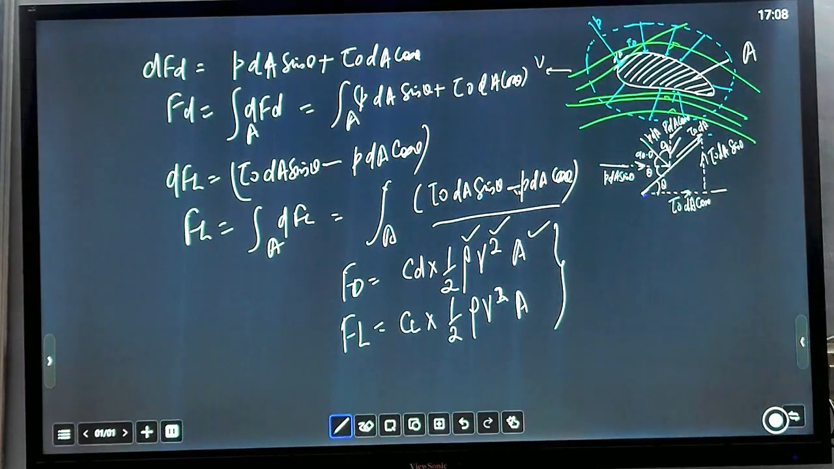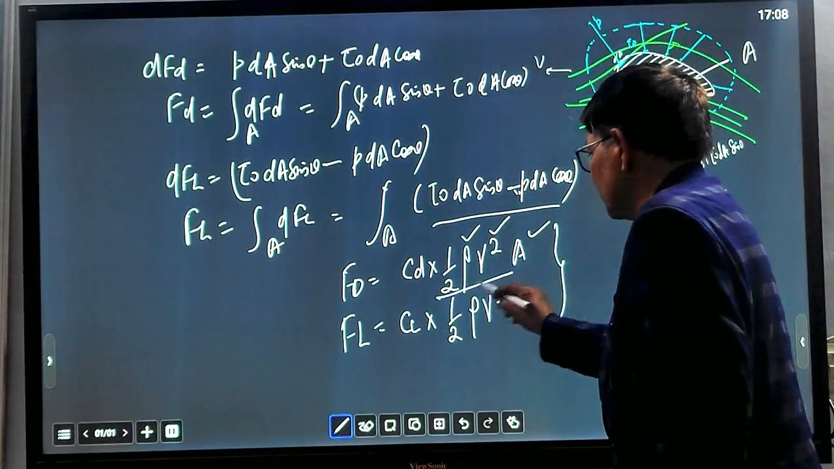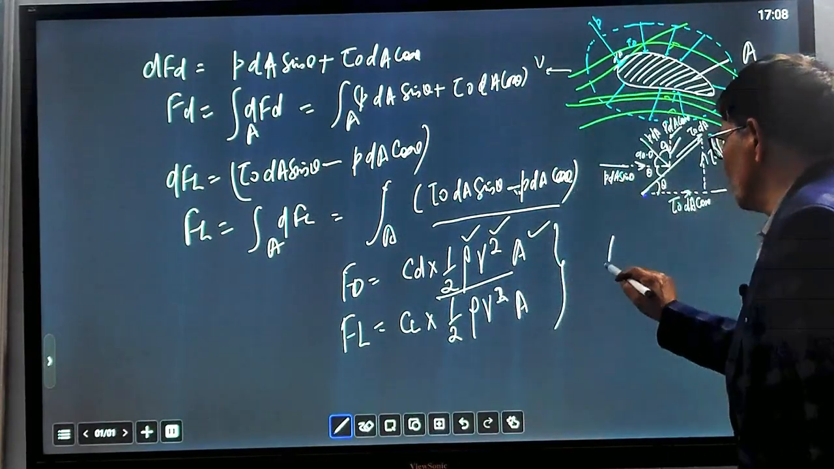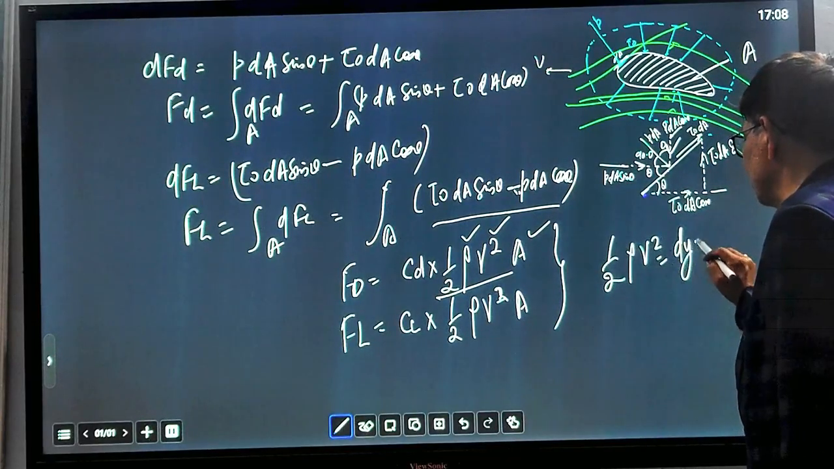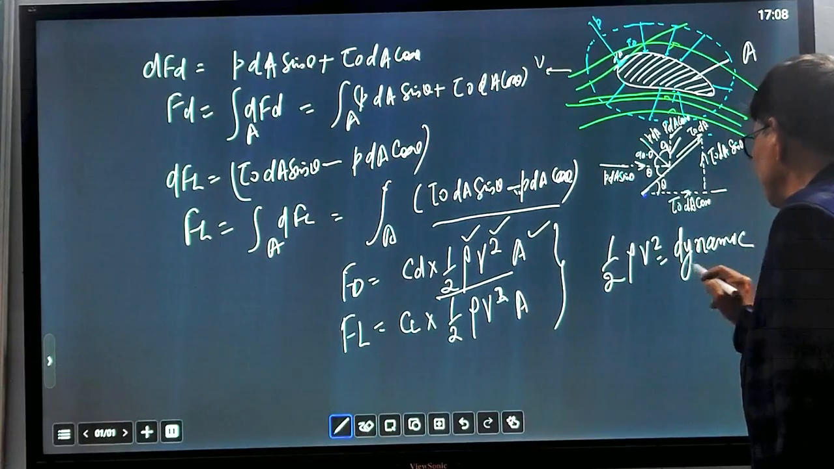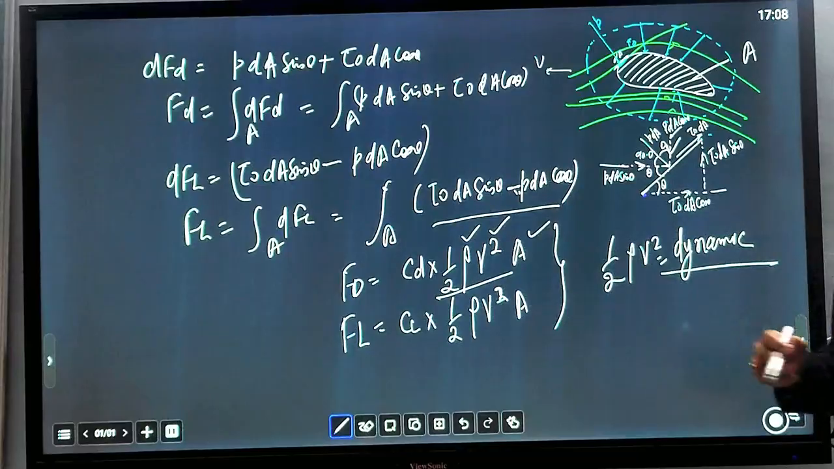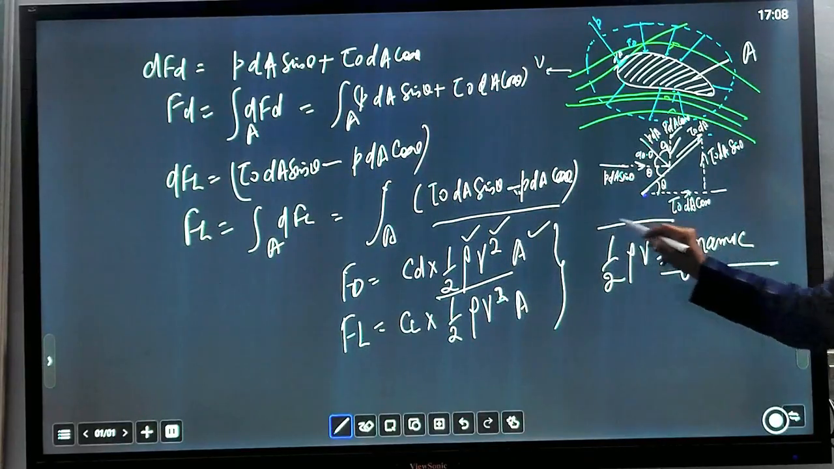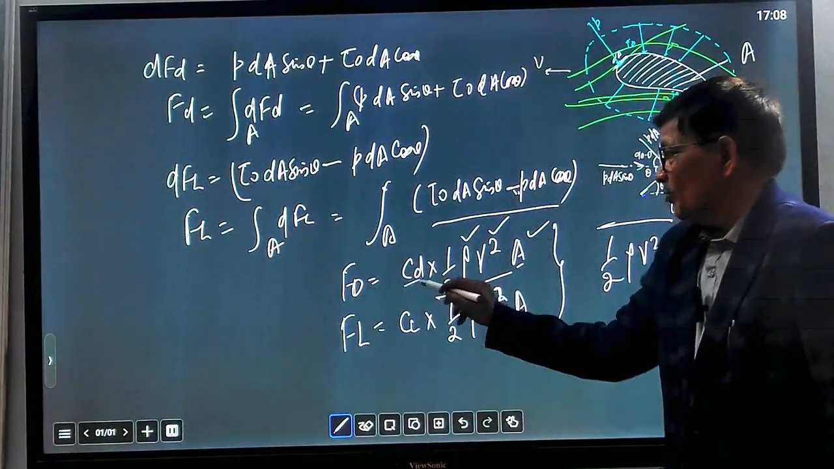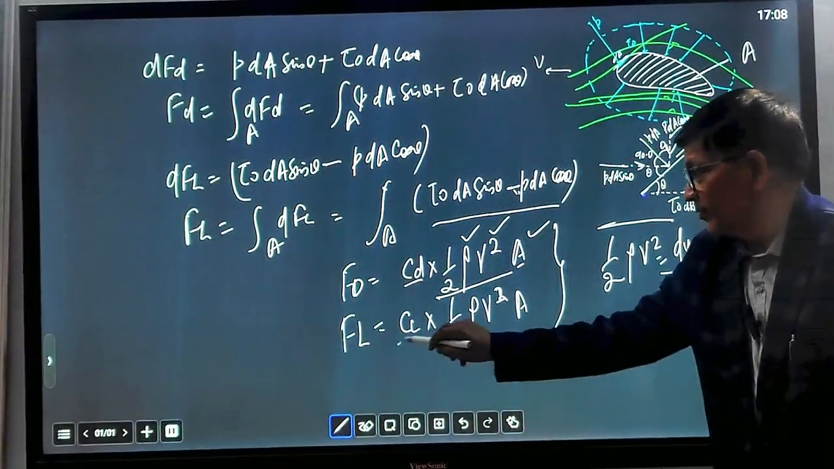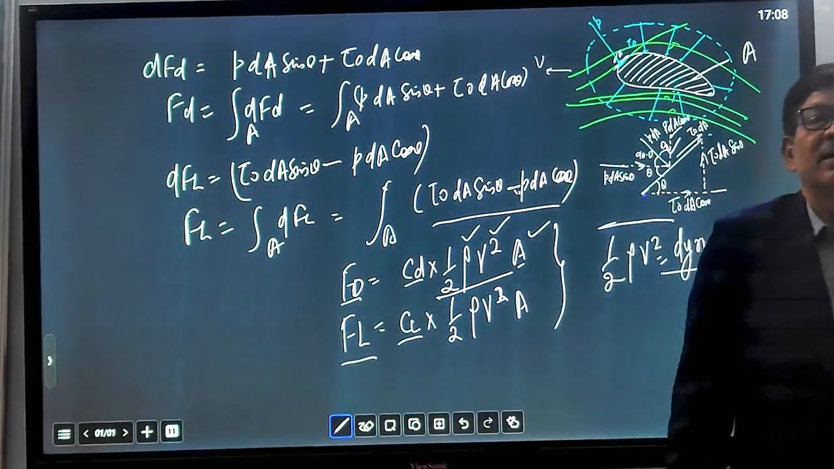These are two very simple equations. You can always remember that 1 by 2 rho V square is the dynamic pressure. Because of the motion of the plane, air will glide at very high speed over the surface. That is the dynamic pressure created by the moving air. And A is the frontal area. CD is the drag coefficient, a dimensionless number. CL is the lift coefficient, a dimensionless number. FD is the drag force. FL is the lift force.